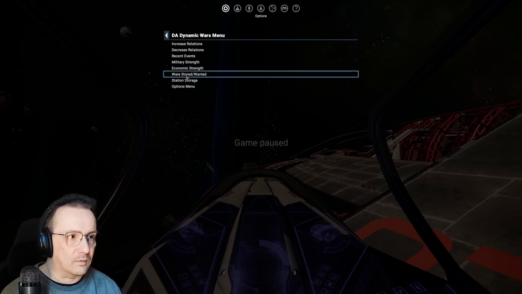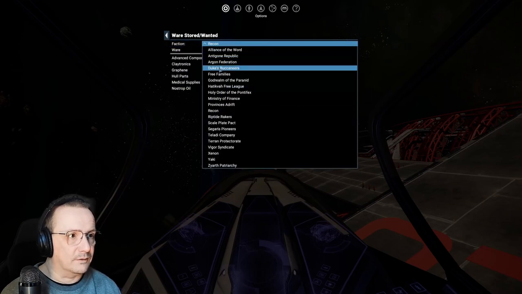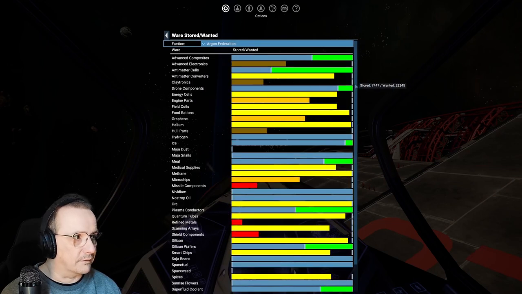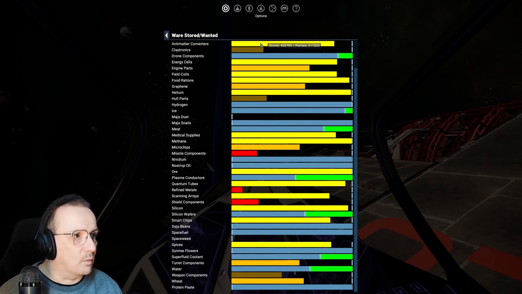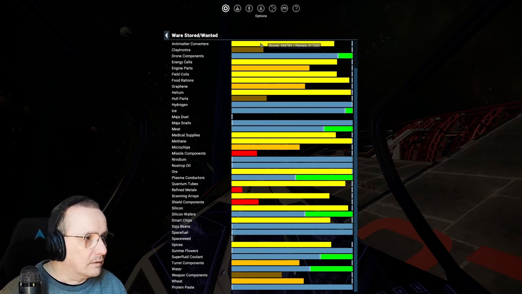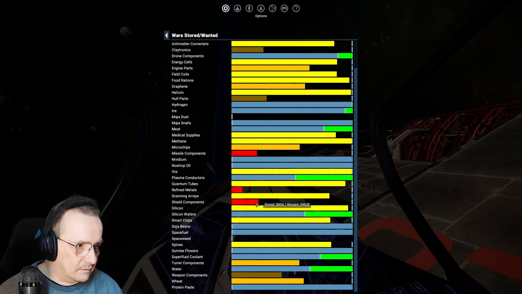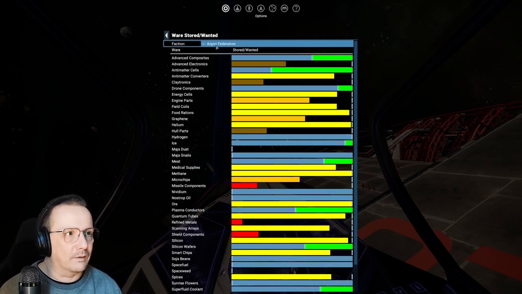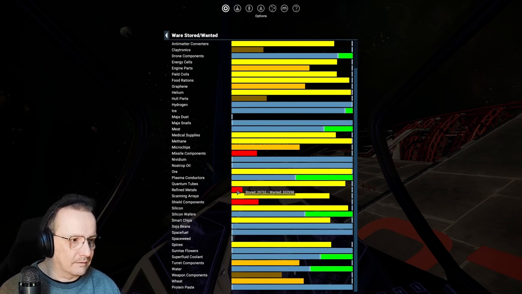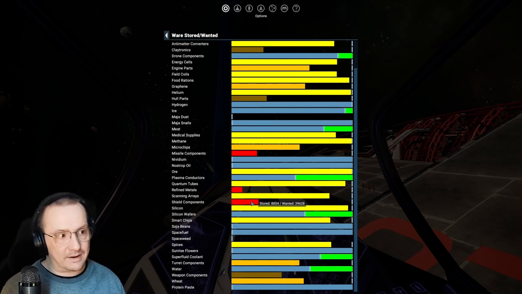Stored and wanted. This is where you can view the different kinds of tradable wares and how much they want, how much is stored. So this is for if you want to make some trading decisions. Like, let's say you want to figure out, well, what do I want to sell to the Argon? Well, you want to sell refined metals, missile components, and shield components. That's what you want to sell to them, because they want a lot, but they don't have a lot stored.